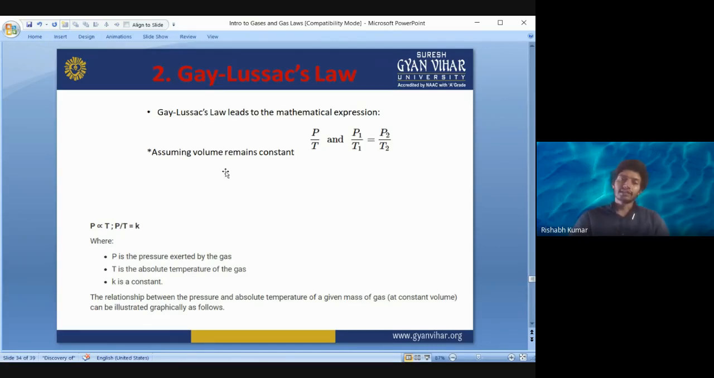Right. So mathematically, Gay-Lussac's law can also be written as P1 by T1 equal to P2 by T2, where P1 is pressure at initial stage, T1 is the temperature at initial stage, and P2 is pressure at final stage or second stage, and T2 is the temperature at final or second stage.